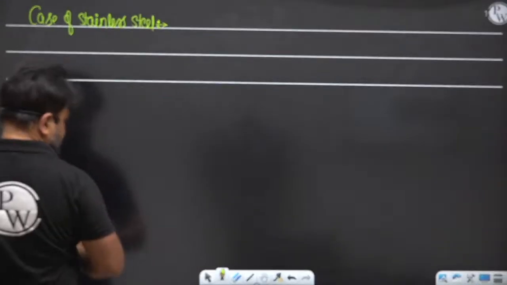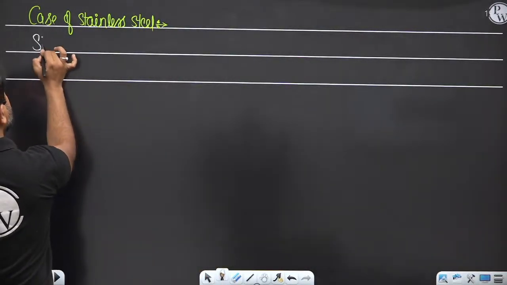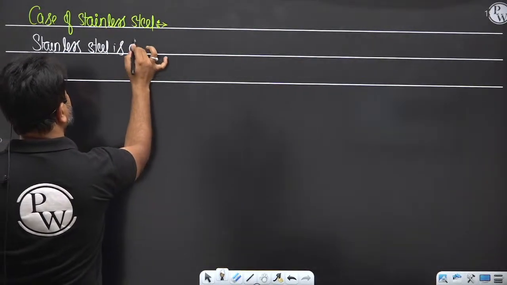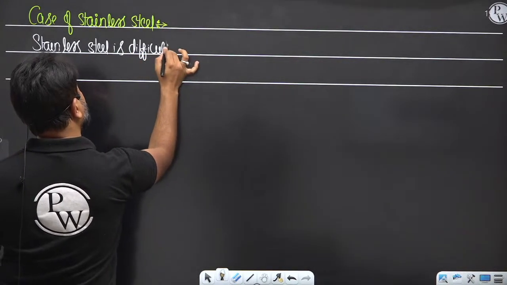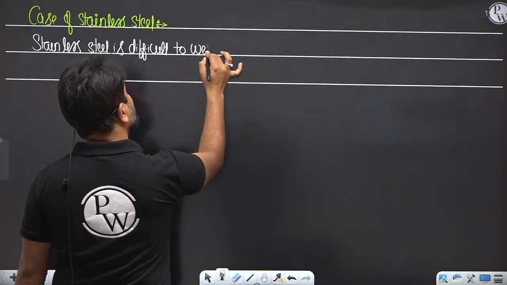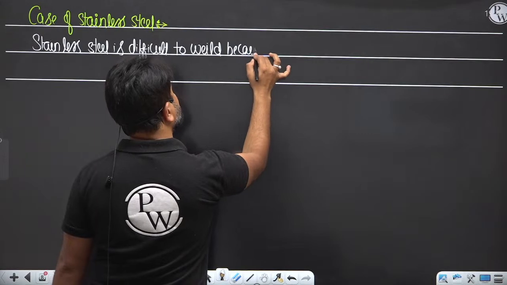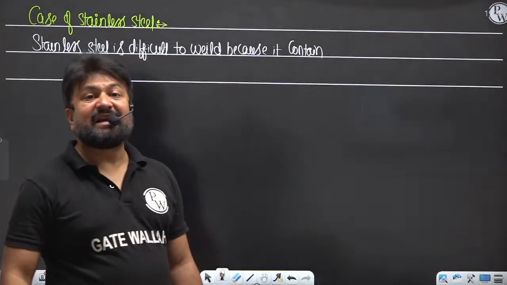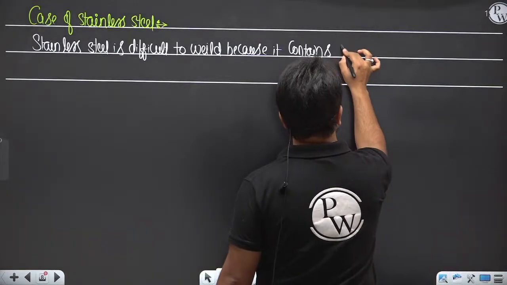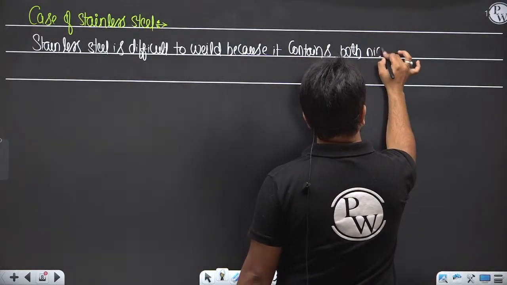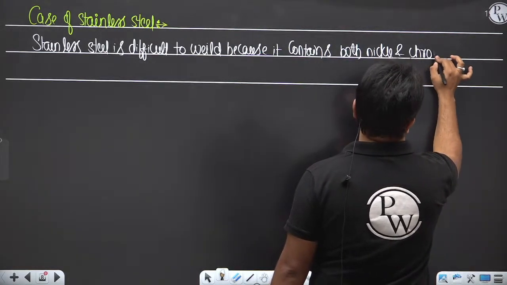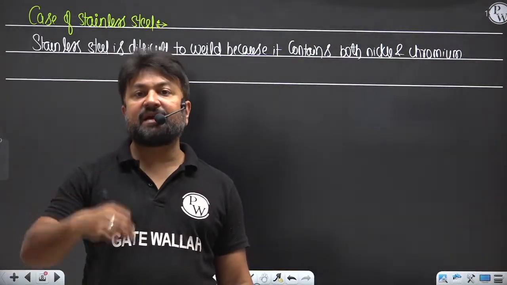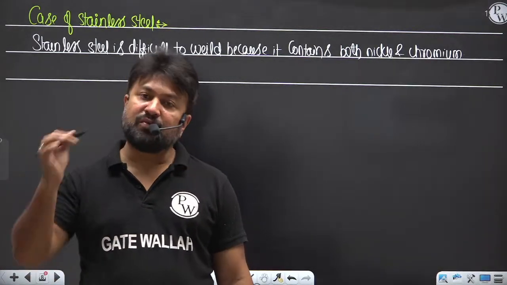Stainless steel is difficult to weld, right? Difficult to weld because it contains what? It contains both nickel and chromium. When you weld stainless steel, the nickel and chromium get removed from the weld zone.